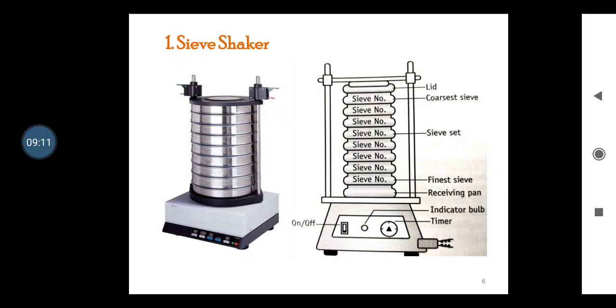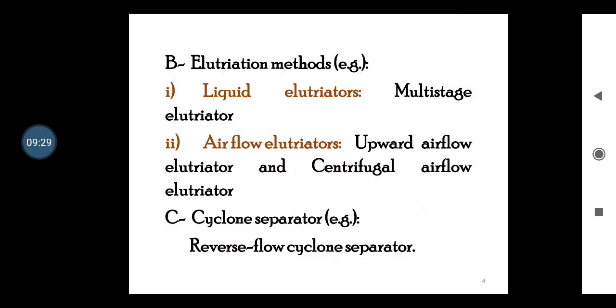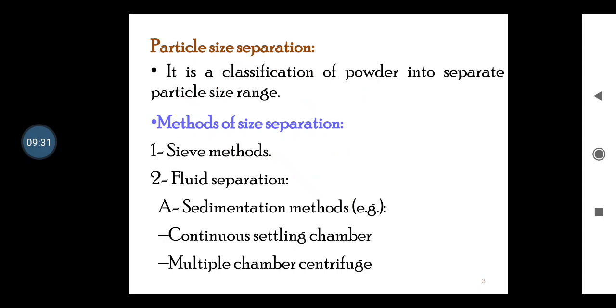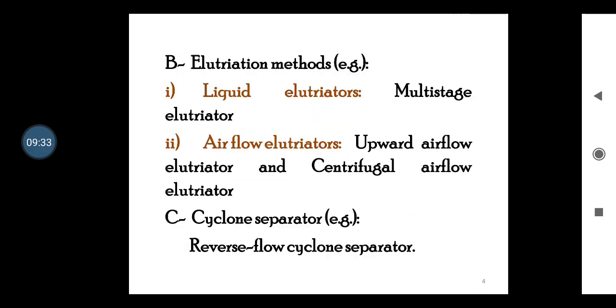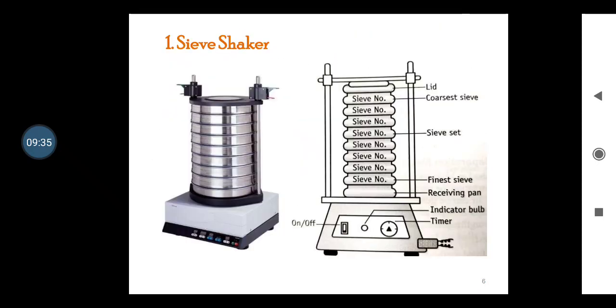At the bottom you can see there is a control panel or external control unit. You can say that there is an indicator bulb, timer, on, off. Then exactly above that there is a receiving pan, then the finest sieve, sieve set, coarsest sieve, and the lid which fixes the position of the different sieves together.